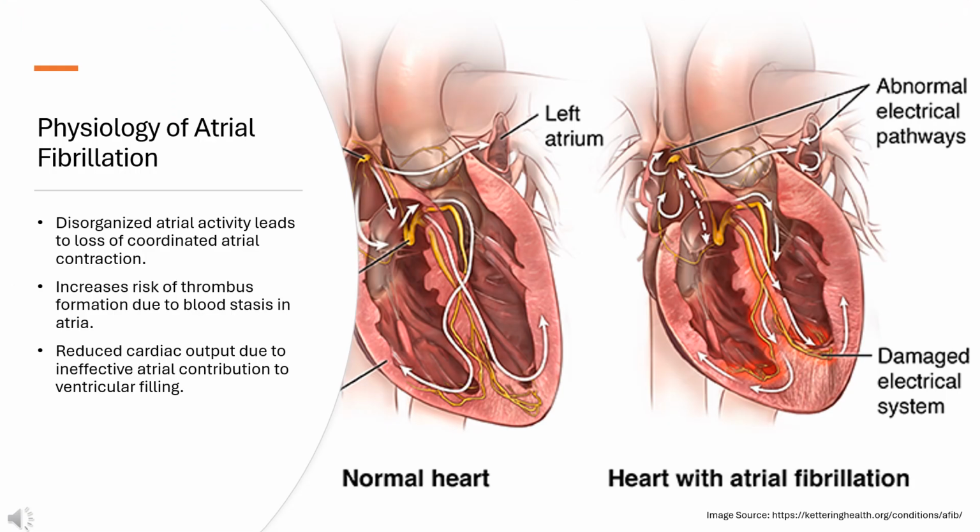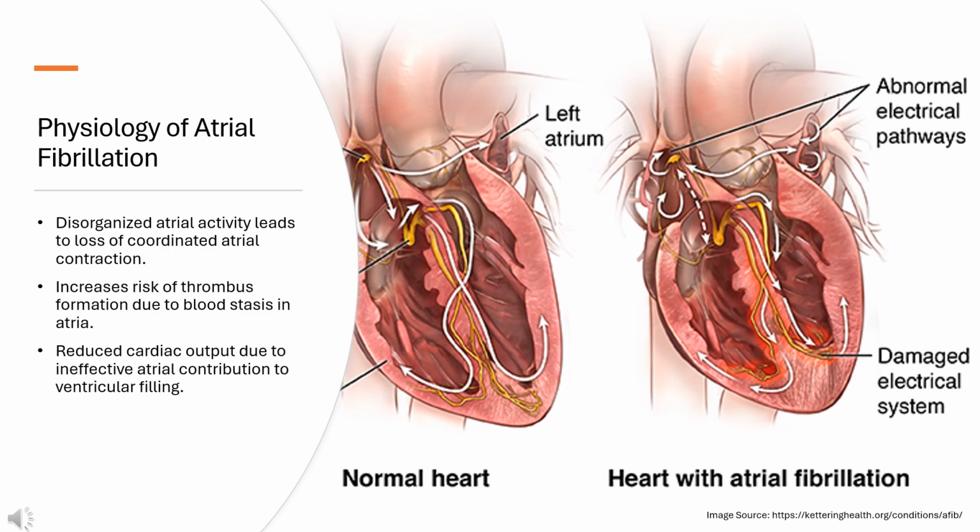Let's take a look at the physiology of atrial fibrillation, or AFib, to understand why this arrhythmia occurs and its implications for cardiac function. Atrial fibrillation is characterized by erratic electrical impulses originating in the atria. Instead of the SA node generating a regular rhythmic signal, multiple sites within the atria fire chaotically. This disorganized electrical activity prevents the atria from contracting in a coordinated manner.